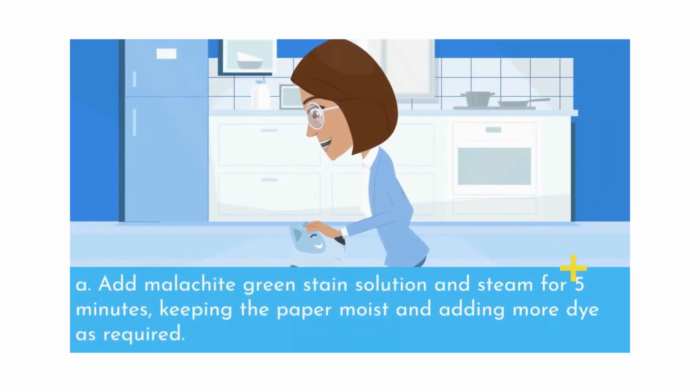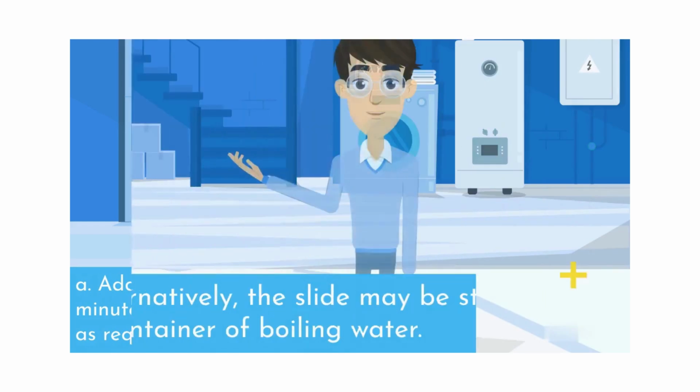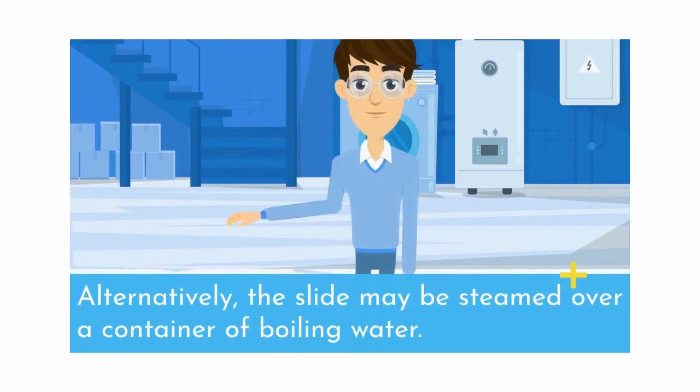A. Add malachite green stain solution and steam for 5 minutes, keeping the paper moist and adding more dye as required. Alternatively, the slide may be steamed over a container of boiling water.